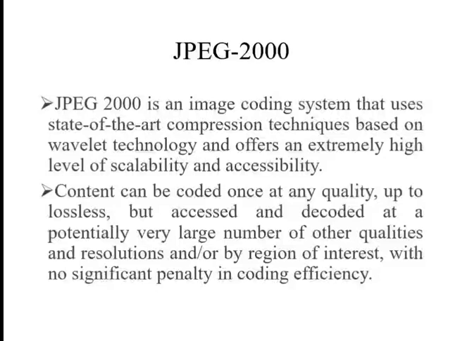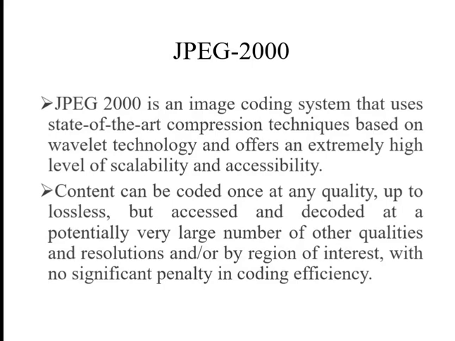Content can be coded once at any quality up to lossless, but accessed and decoded at a potentially very large number of other qualities and resolutions and/or by region of interest with no significant penalty in coding efficiency. JPEG 2000 extends the popular JPEG standard to provide increased flexibility in both the compression of continuous tone still images and access to the compressed data. For example, a portion of the JPEG 2000 compressed image can be extracted for retransmission, storage, display and/or editing.